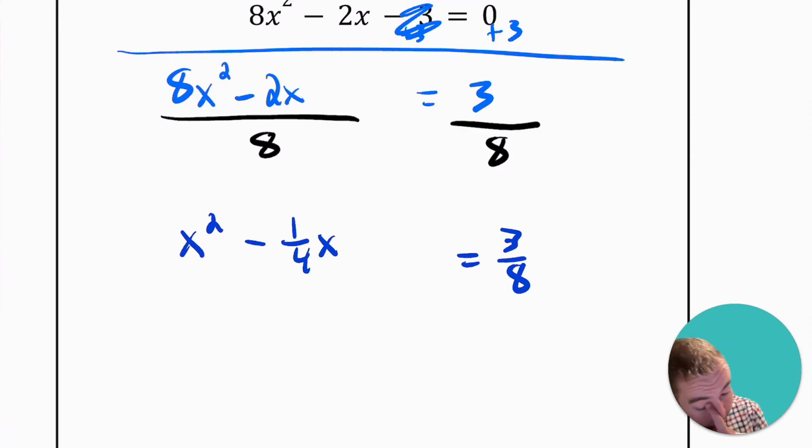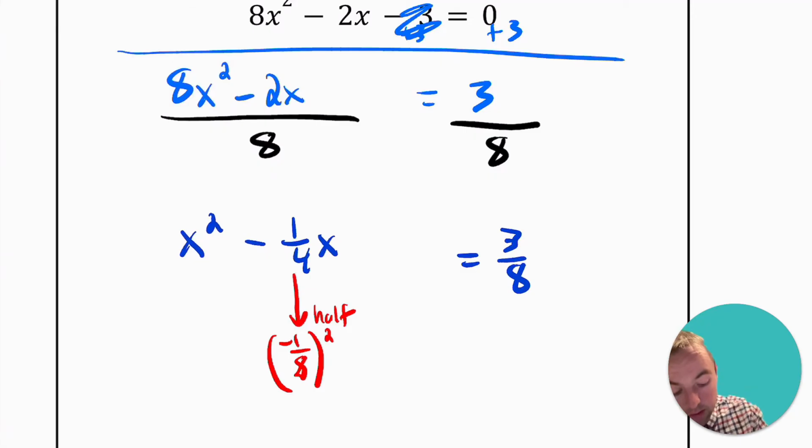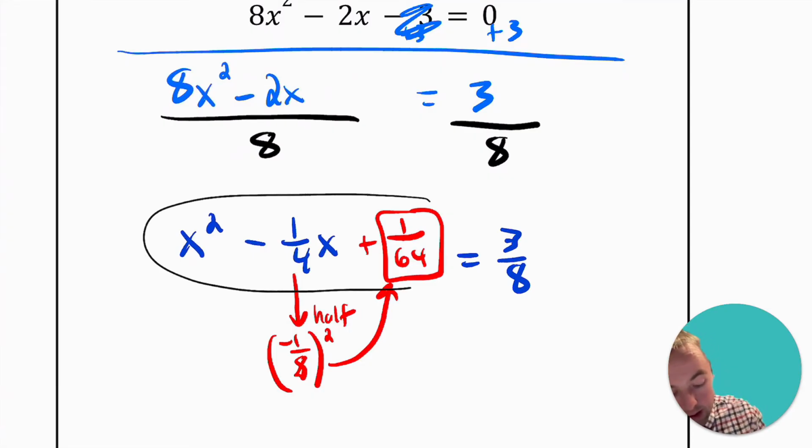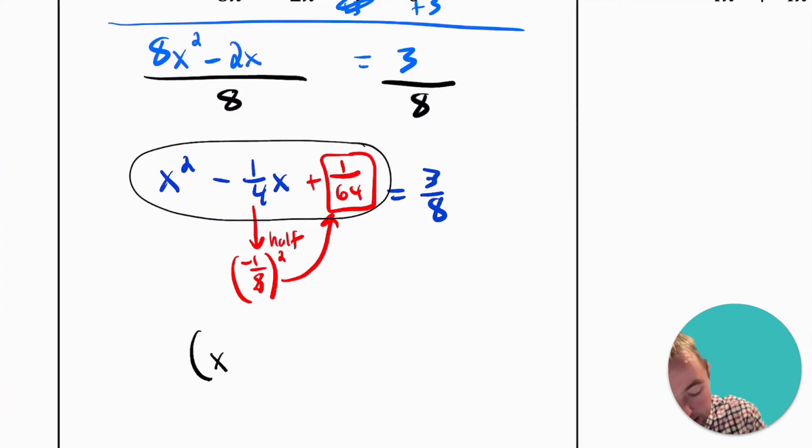All right, so now our b value is a negative 1/4, and so if you find half of negative 1/4, half of negative 1/4 is negative 1/8, and then if we take the negative 1/8 and we square that, the negative 1 times negative 1 on top is going to give you 1, and the 8 times 8 on bottom is going to give you 64. So by adding 1/64, that will complete the square. And so it will allow us to take that trinomial and factor it as x minus 1/8 times x minus 1/8, so x minus 1/8 squared.